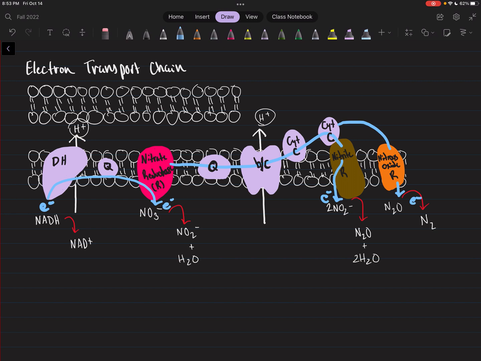Aerobic is exactly the same, except the final electron acceptor, which is the NADH in anaerobic, is nitrate, which is NO3 minus. In aerobic, it's just oxygen, and the end products are always carbon dioxide and water instead of nitrite and water.